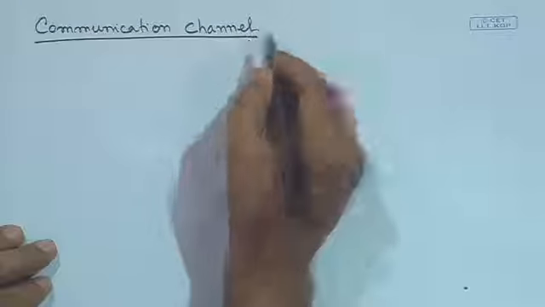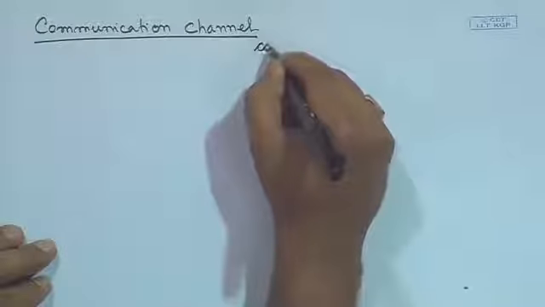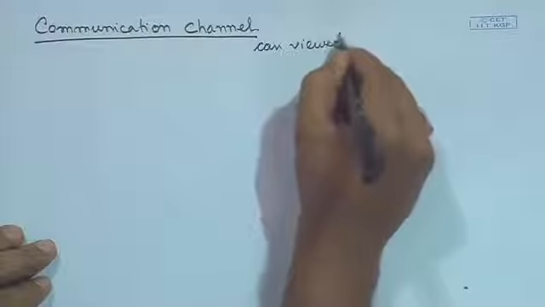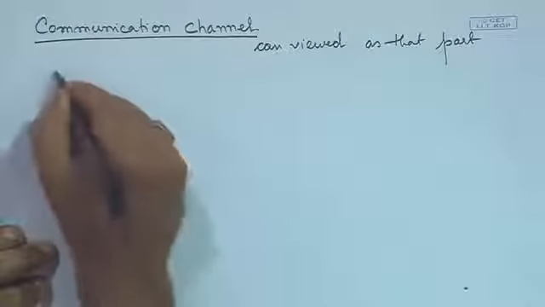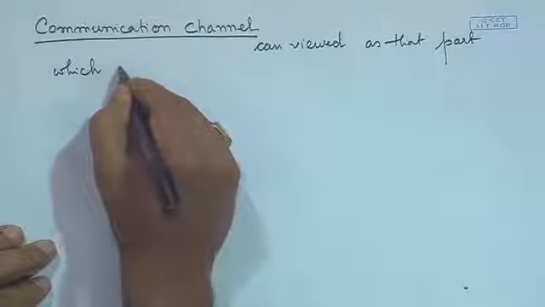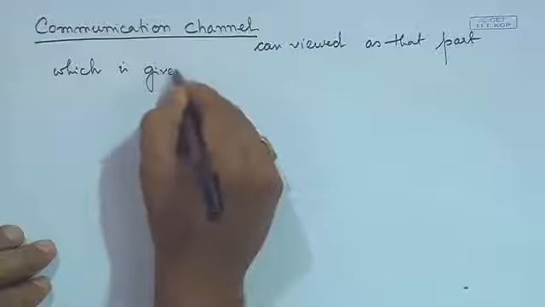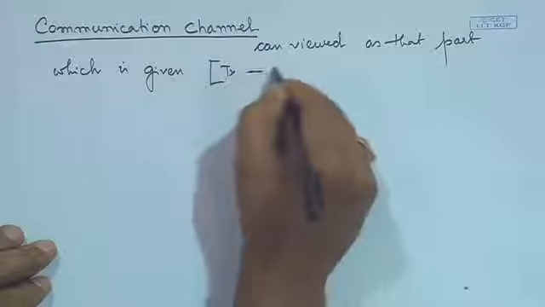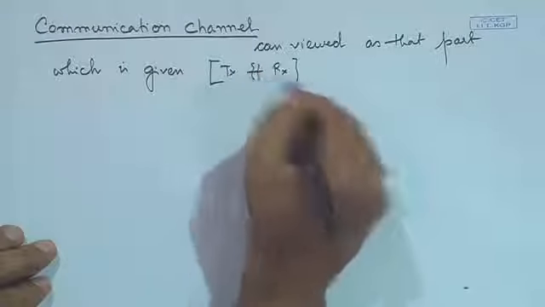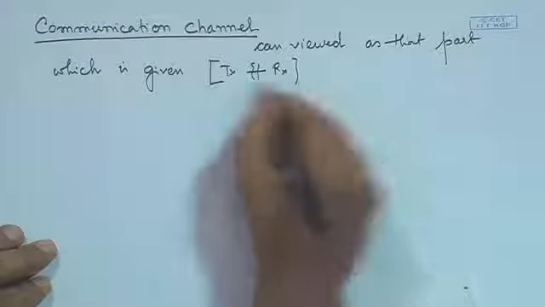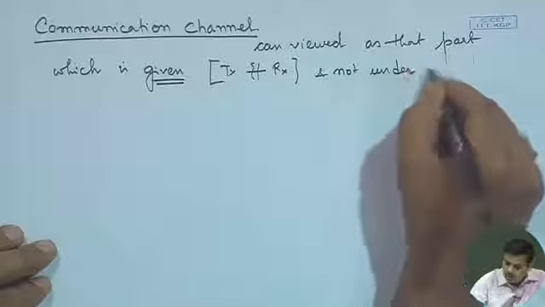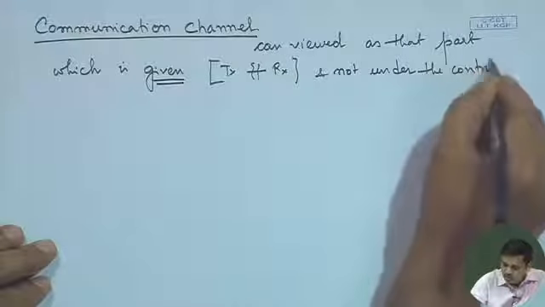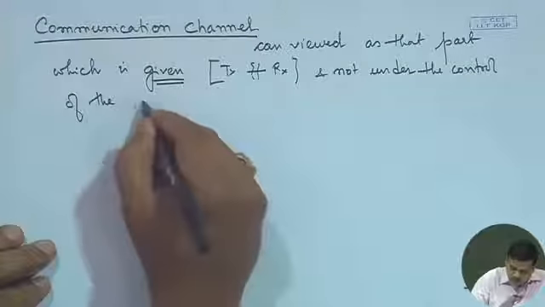So, the communication channel, which forms part of a communication system, can be viewed as that part which is given. Of course, it lies between the Tx and Rx. I do not need to describe that. It is given and not under the control of the designer.